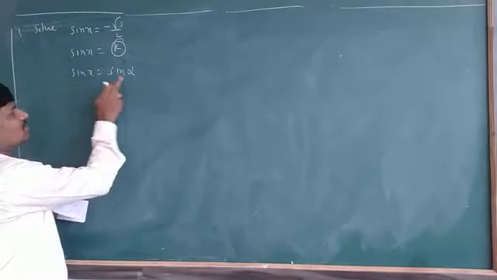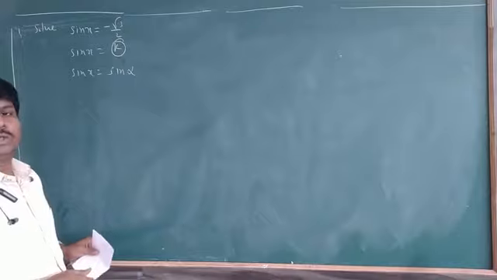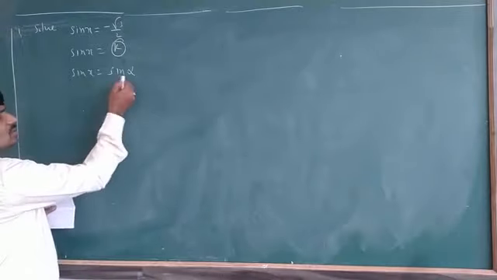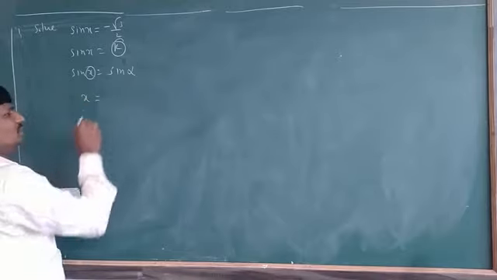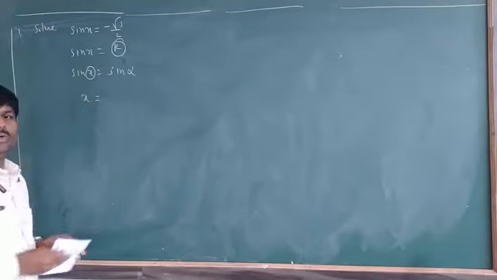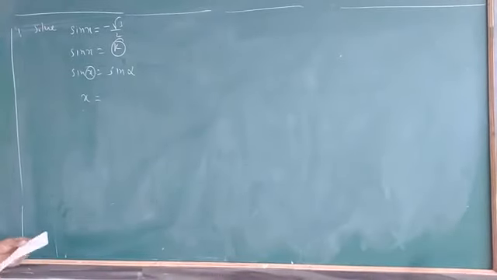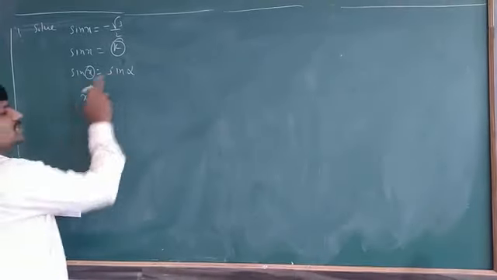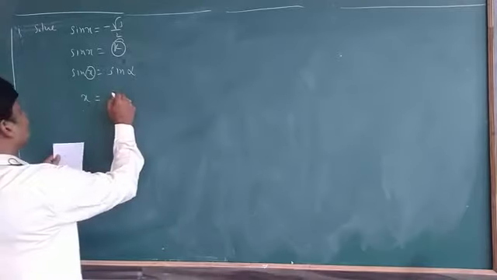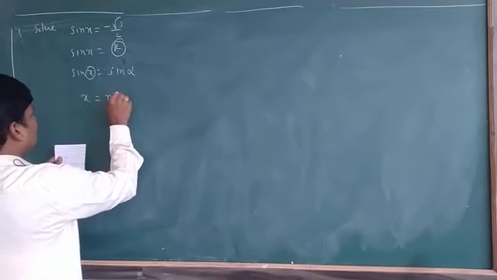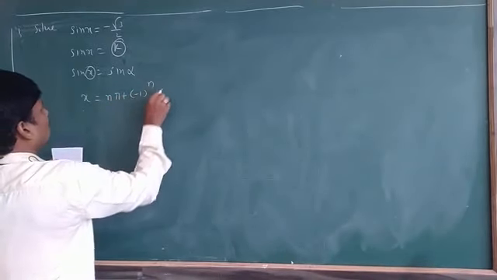If sin x is equal to sin alpha, then what is the general solution? General solution means the value of x only. What is the general solution formula? If it is sin x is equal to sin alpha, the general solution is x equal to n pi plus or minus 1 whole power n into alpha.